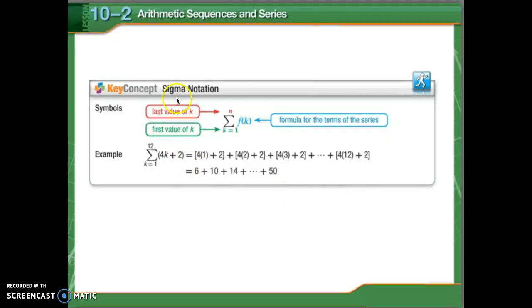Okay, another concept, sigma notation. So this is a sigma, it's a capital sigma, it's a Greek letter, it means sum. This notation is just a nice, quick, easy way to express finding the sum based off a formula. The number below the sigma sign is the first value in your series. The number on top is the last value, and then f of k is the formula for finding the different terms of the series.